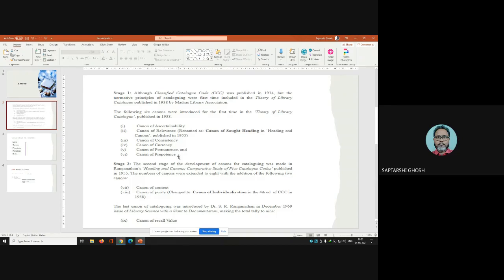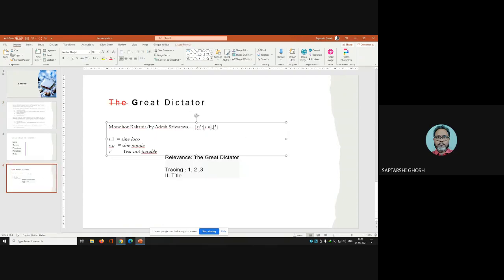What is the canon of consistency? Suppose for edition we usually write Ed. Edition statement. So here for the edition statement, second rev. ed., space, dash, space, then again this one. So this one, you see, second rev. ed., that means second revised edition.